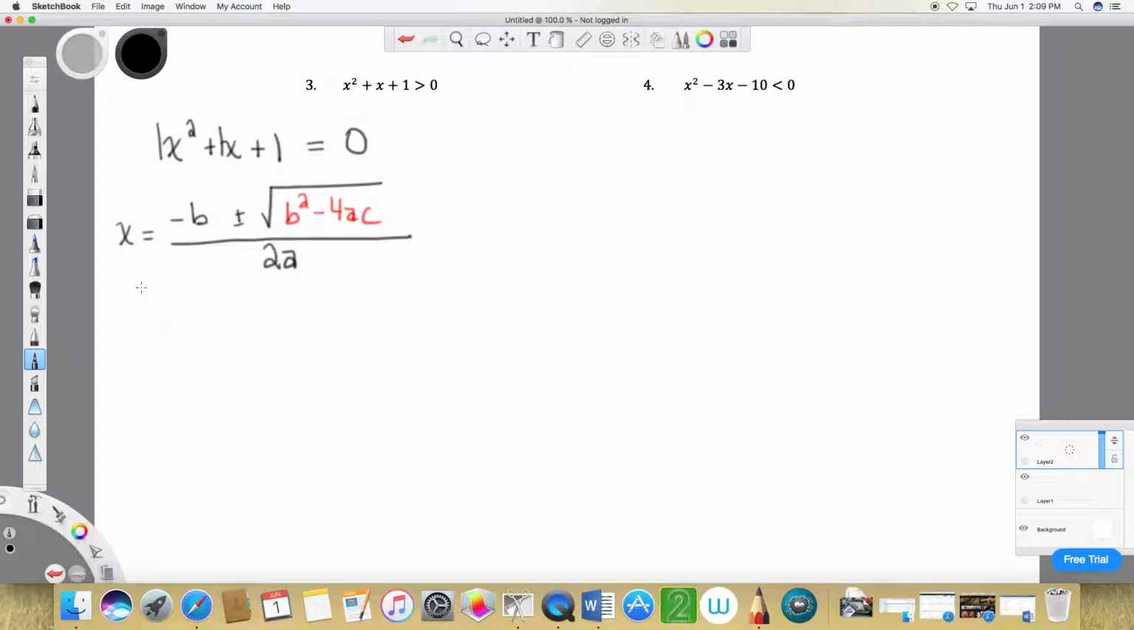So if we identify a, b, and c, a is 1, b is 1, and c is 1, and this discriminant b squared minus 4ac, the number that's underneath this radical, b squared is 1 because 1 times 1 is 1, minus 4 times a times c, and this is 1 minus 4, which is a negative 3. All right, so there's no way that this quadratic equation will ever equal 0. So we know that there's no solution to my original equation.